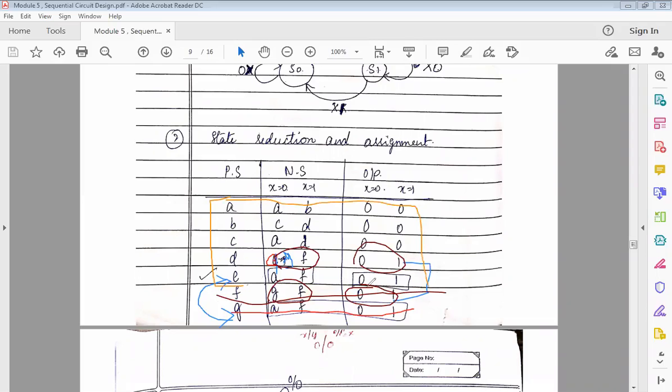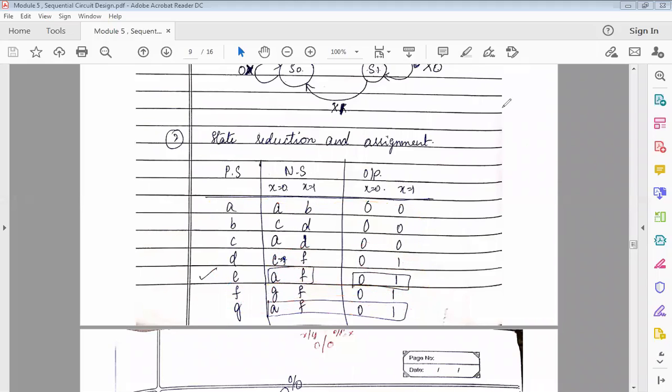Understood, sir. So if D was 0, 0, we couldn't do this, no, sir? Which one? If D was 0, 0, no, we can't do it. See, only my outputs should be the same, and my next state should be the same. These two should match. Only then we can do that. Okay. So the one in orange is our modified table now.